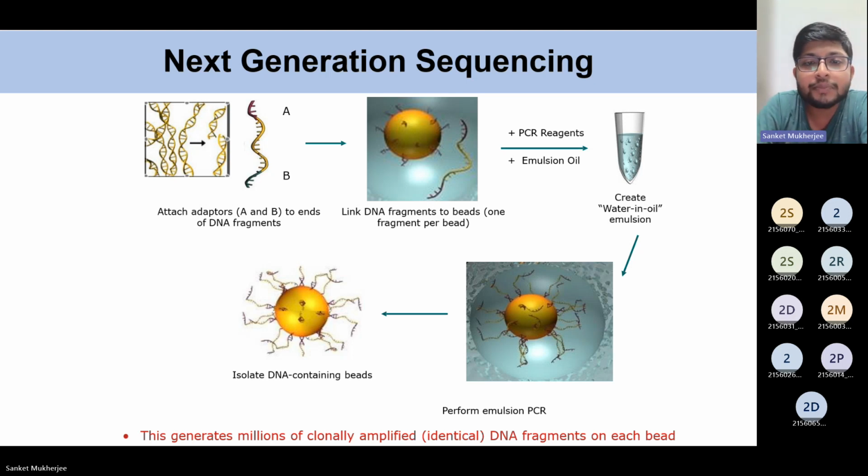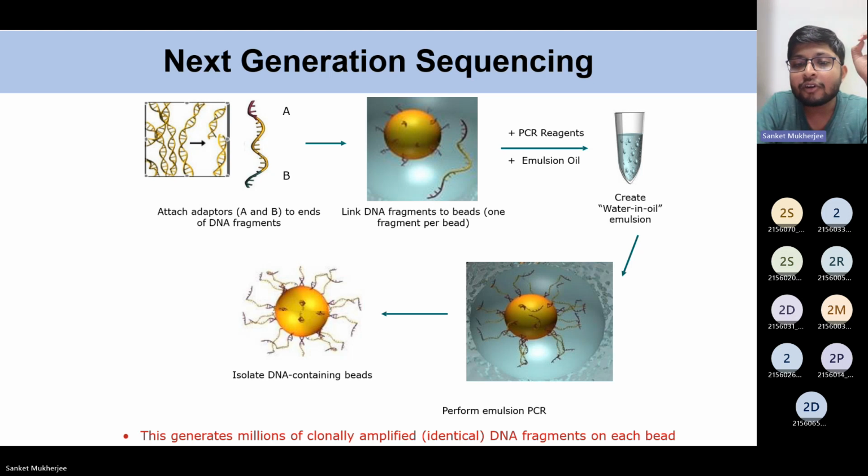What we are doing here is there will be beads. These beads will have the complementary sequence to the adapters that you have made. Then you will add PCR reagents like dNTPs, the polymerase, and all those kinds of things, and there will be an emulsion oil. This oil will be present so that there is only one bead in one oil droplet.